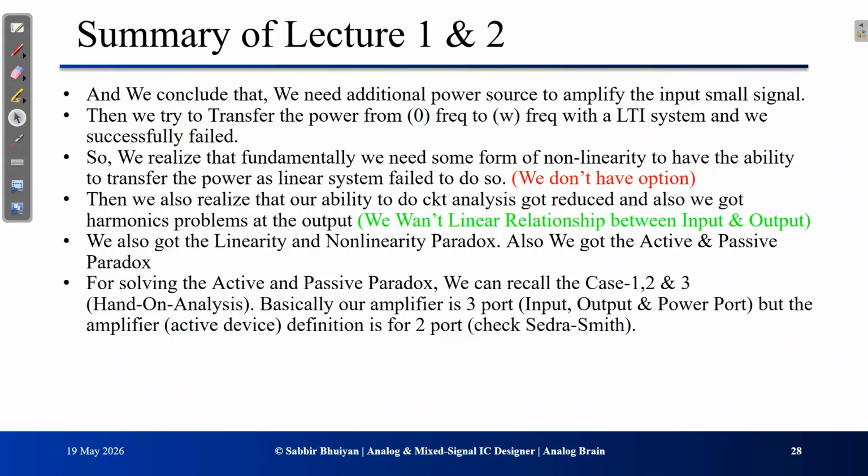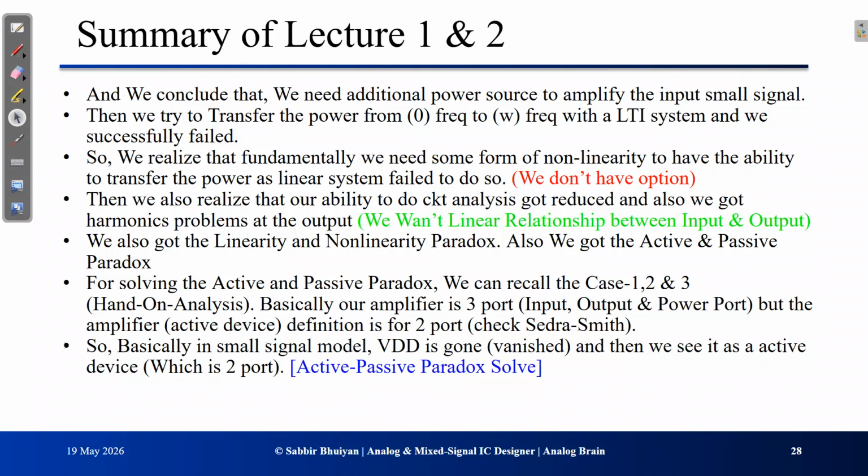For solving the active and passive paradox, we can recall cases 1, 2, and 3. Recalling case 3, we will see why we call the MOSFET an active device. Hands-on analysis: basically, our amplifier is 3-port: input, output, and power port. But the active device definition is for 2-port. That's the real definition, so check the Sedra Smith book. Basically, in the small signal model VDD is gone, vanished, and then we see it as an active device which is two-port. So the active and passive paradox is solved.